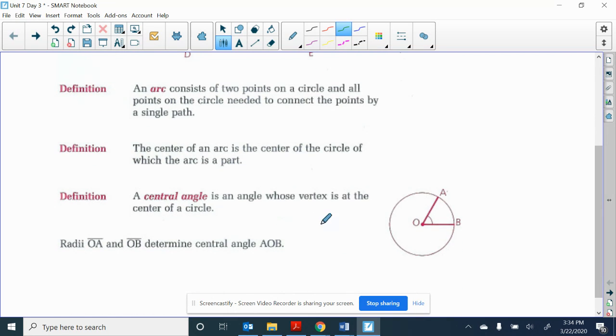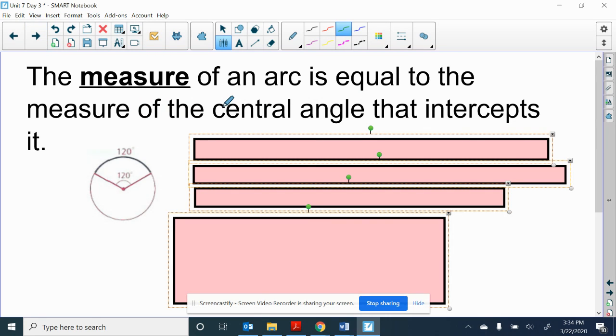The definition that I want to focus on here is the central angle. The central angle is an angle whose vertex is the center of the circle. And there is a relationship between the central angle and the arc that it intercepts. So O is the center, AOB is a central angle, the radii OA and OB determine that it is a central angle. So what is that relationship? Well, the measure of an arc is equal to the measure of the central angle that it intercepts.